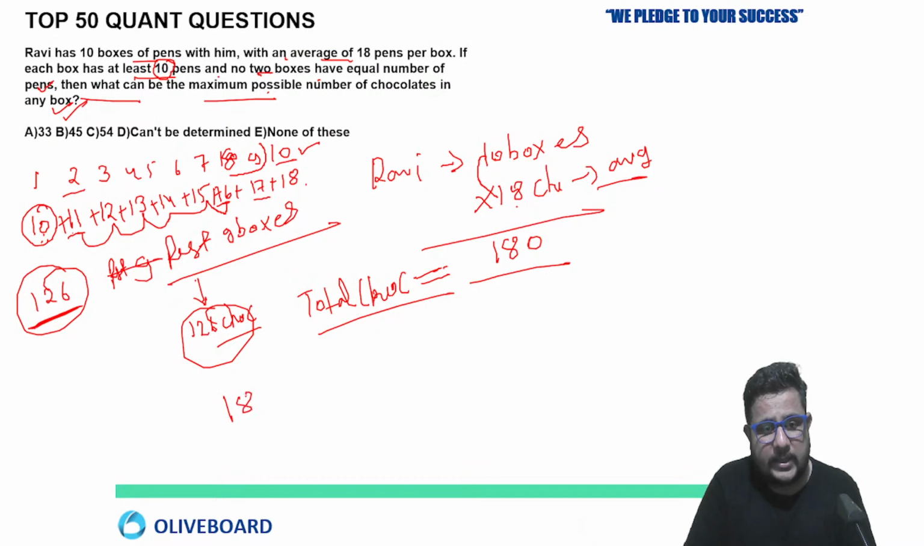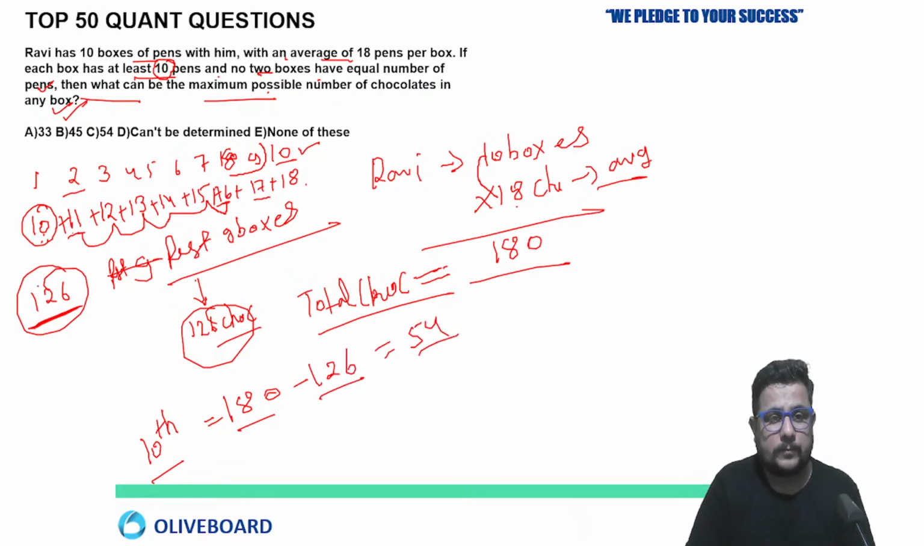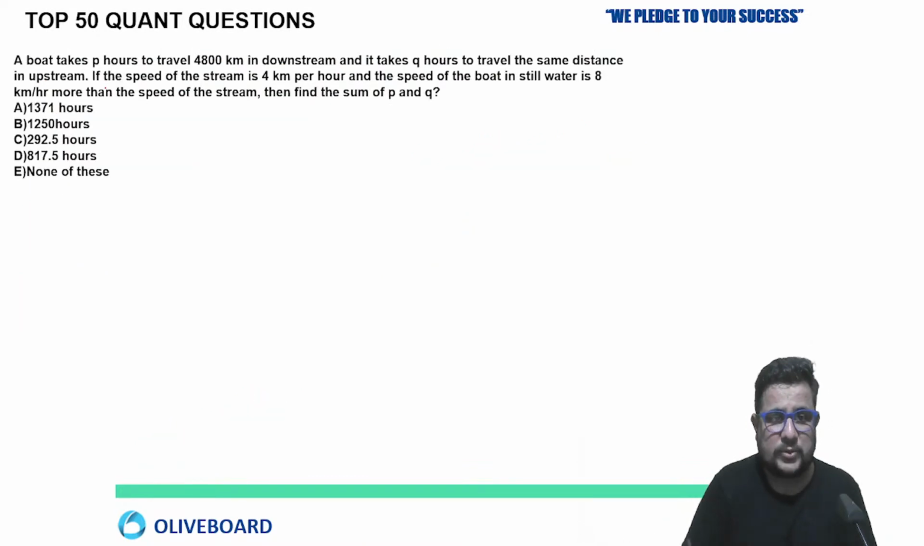Total is 180. So we just assume that the 10th box has the maximum number of chocolates. So 180 minus the sum of the chocolates in the other 9 boxes, that is 54. Clear? Hope so it is clear.